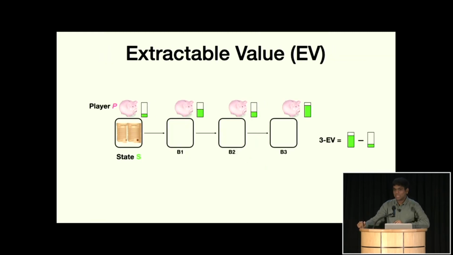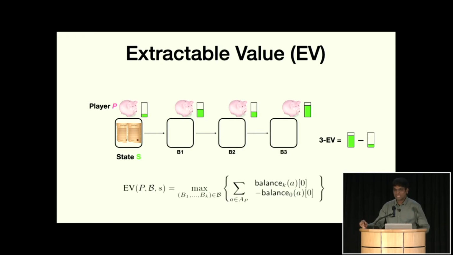So any player P that gains some profit in the sequence of valid blocks B1, B2, B3 here extracts some profit, and this definition is formally specified in our paper where we define action spaces of the players and how much balance increment they have during this sequence of blocks. And extractable value here is the maximum profit that you can get from any sequence of valid blocks.